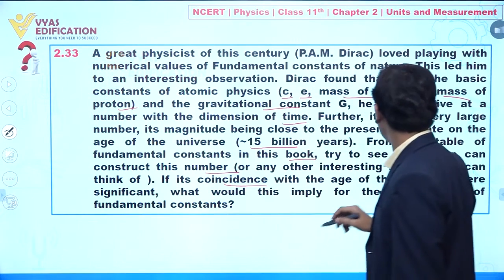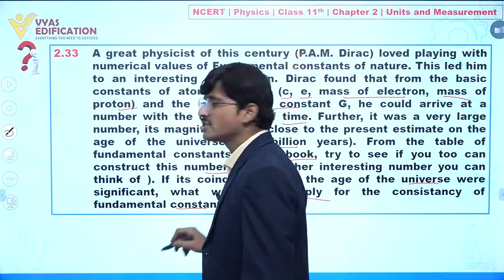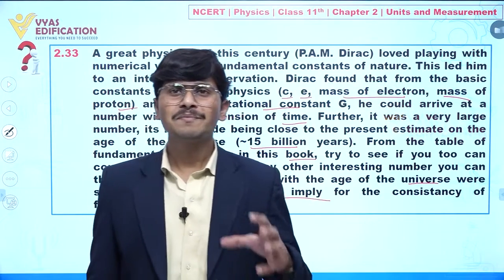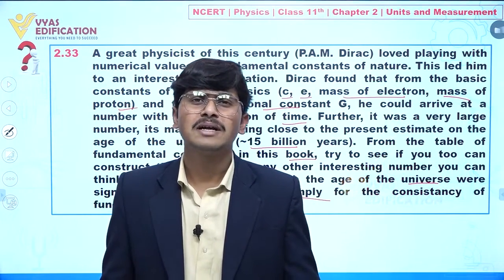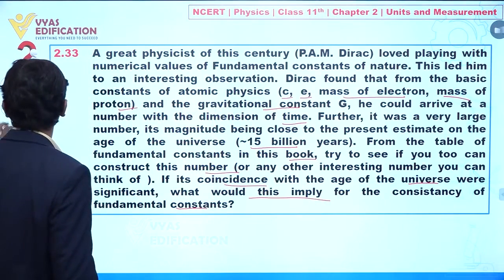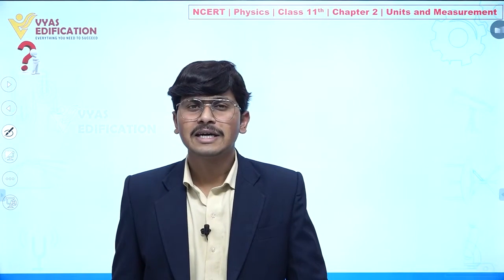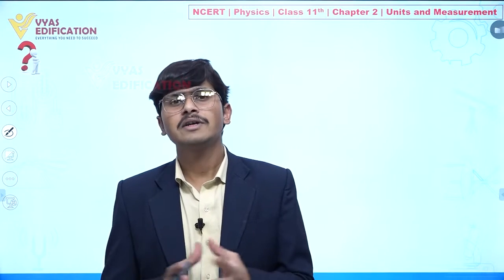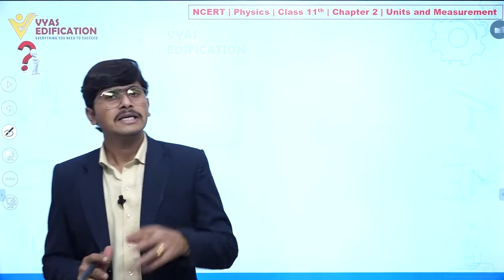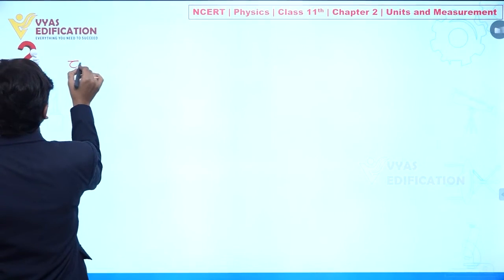If this coincidence with the age of the universe were significant, what would this imply for the consistency of fundamental constants, clear? So definitely maximum information is given to you in this question, but no other numerical value is given, clear? How can we start this question? This is very important. Actually it is given here that Dirac used some fundamental constants and reached a conclusion that whatever fundamental terms I am using, its dimension comes out to be the dimension of time, clear?